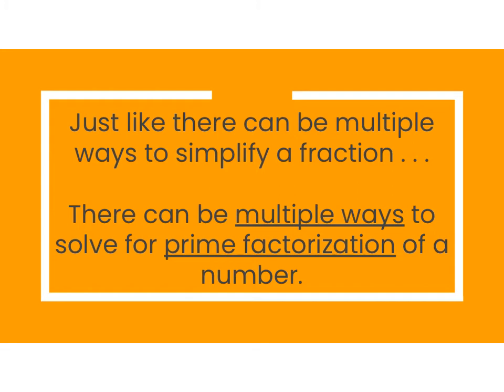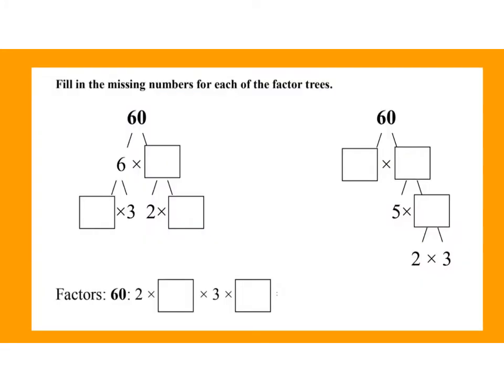Just like there can be multiple ways to simplify a fraction, there can also be multiple ways to solve for the prime factorization of a number. Let's look at an example together. We have the composite number 60.